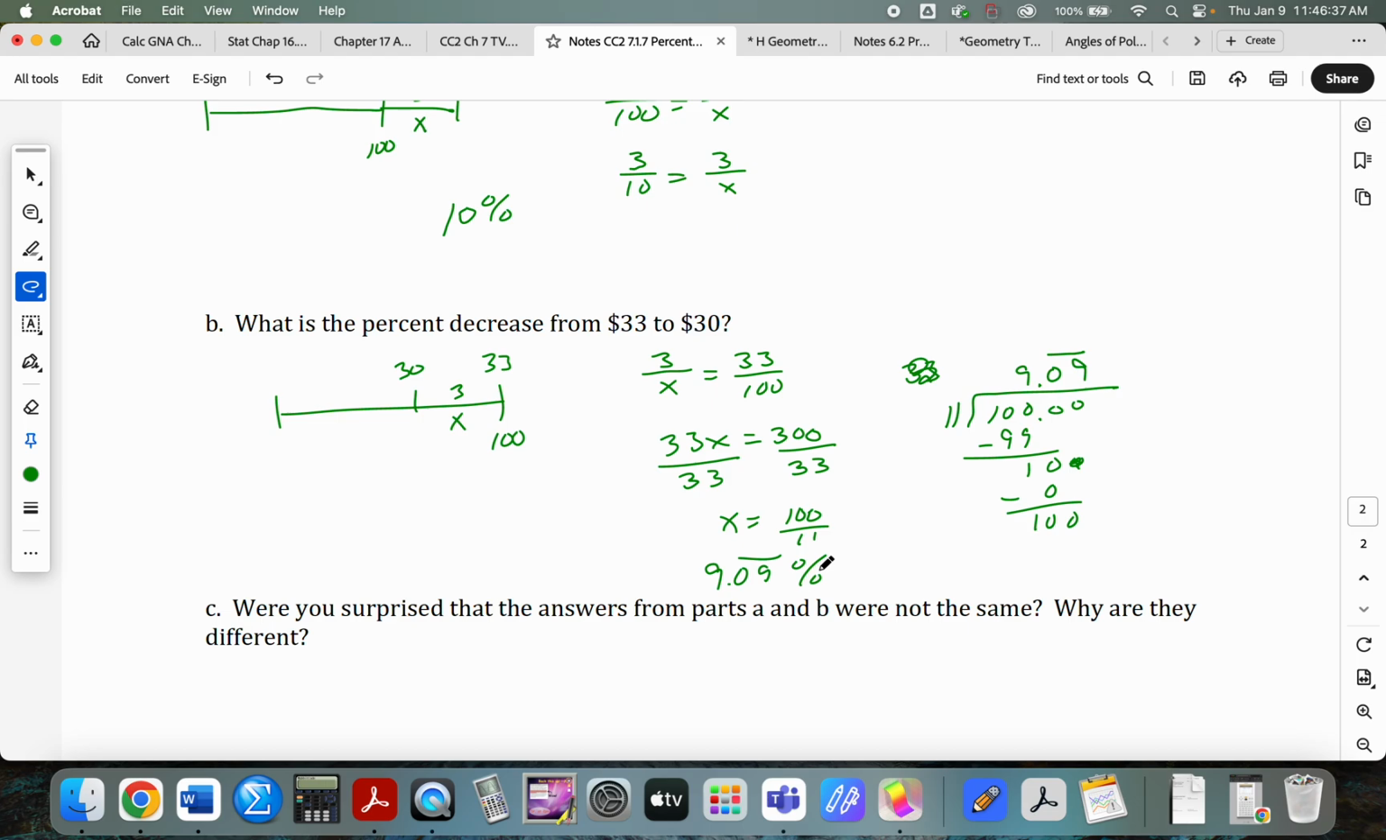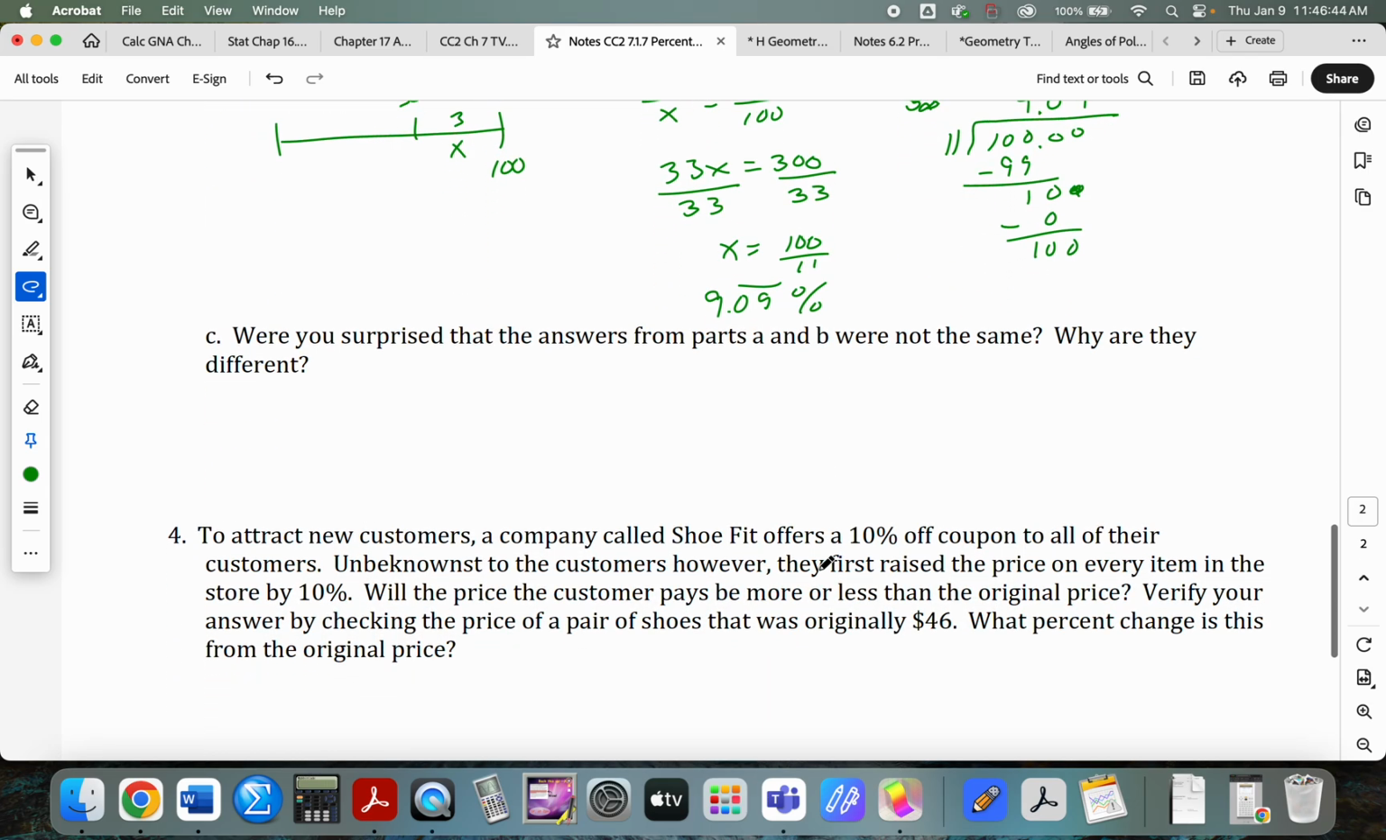And at first it feels surprising that those two numbers are different. Why are they different? Because what was 100% changed. From $30 to $33.